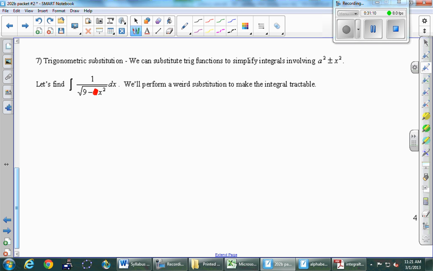It's just not as hard. It's still a weird substitution. Value of red dot is 1. Okay, here's what we're going to do. For reasons that will make no sense at this instant, I'm going to do this substitution. I'm going to let x equal 3 sine theta.